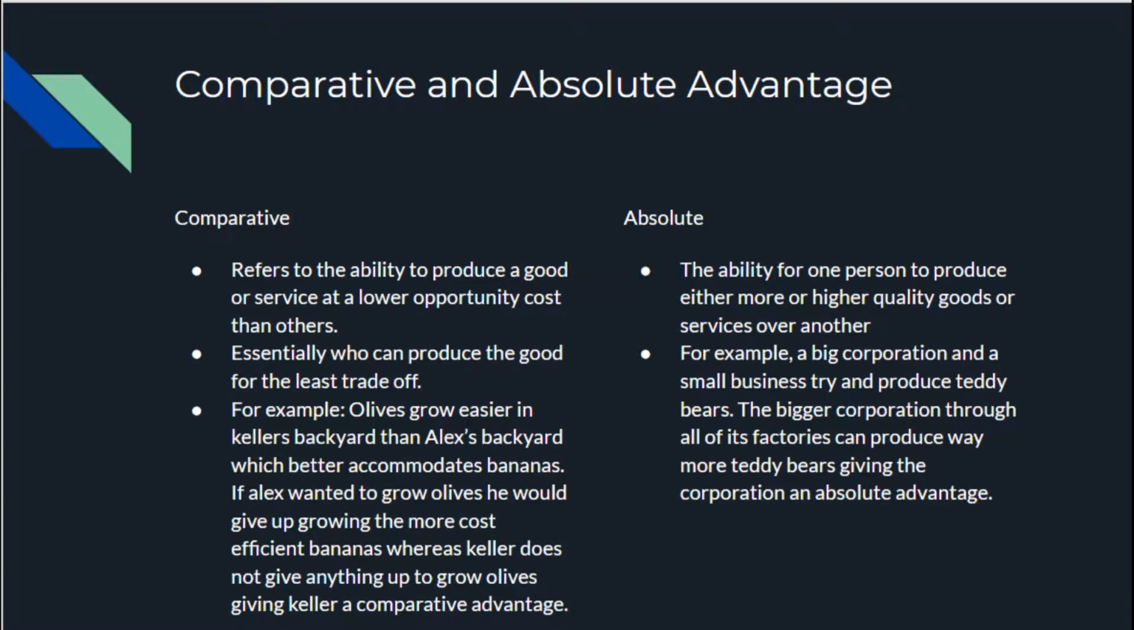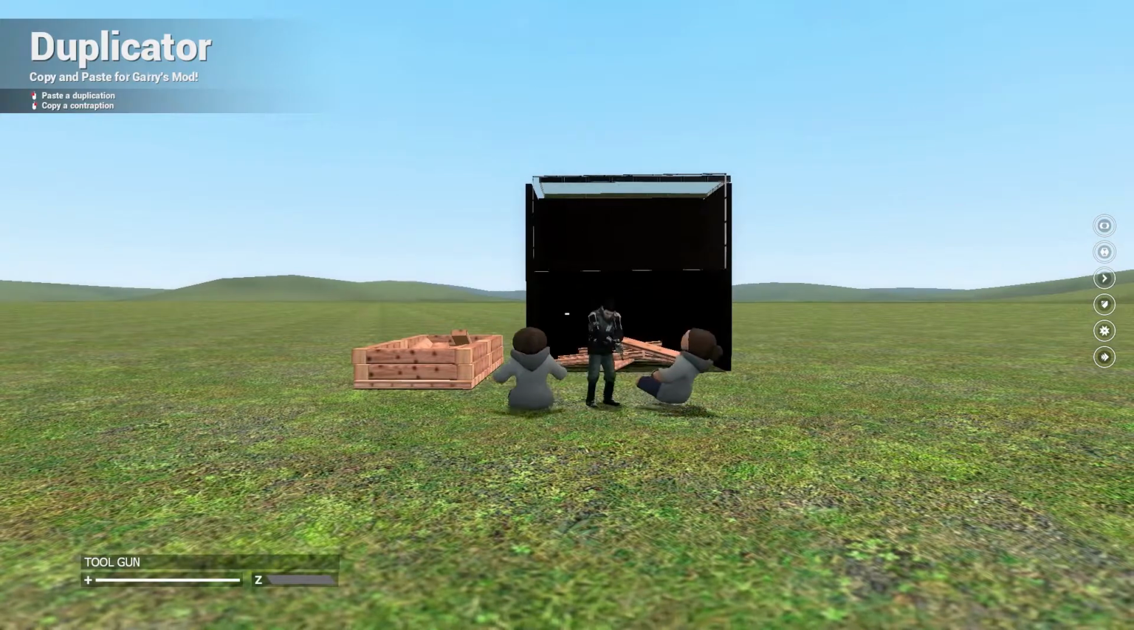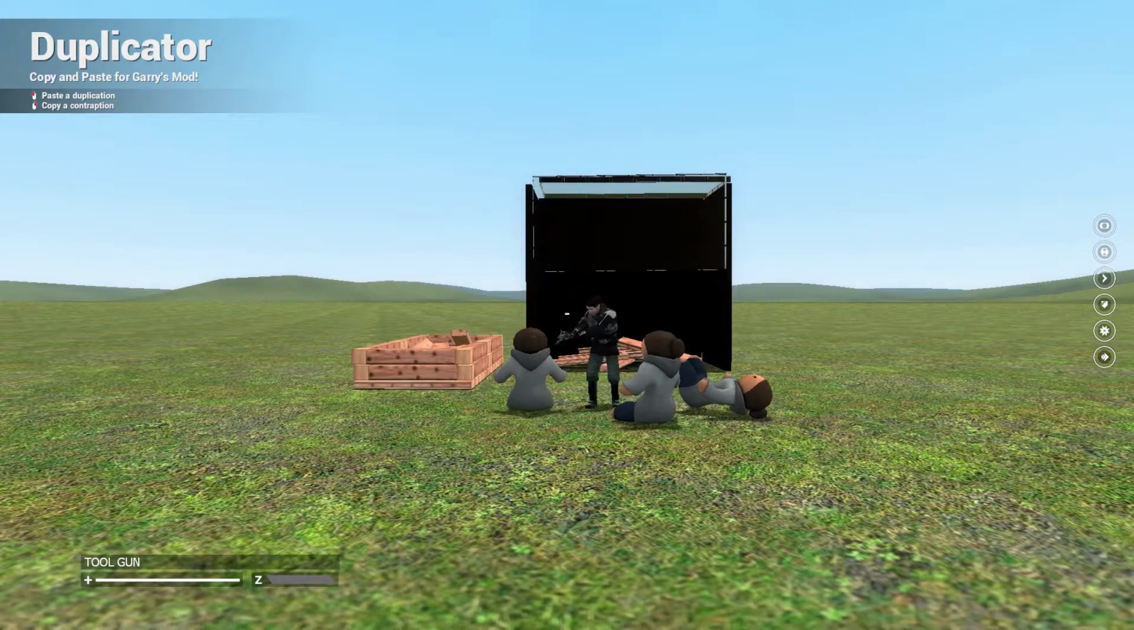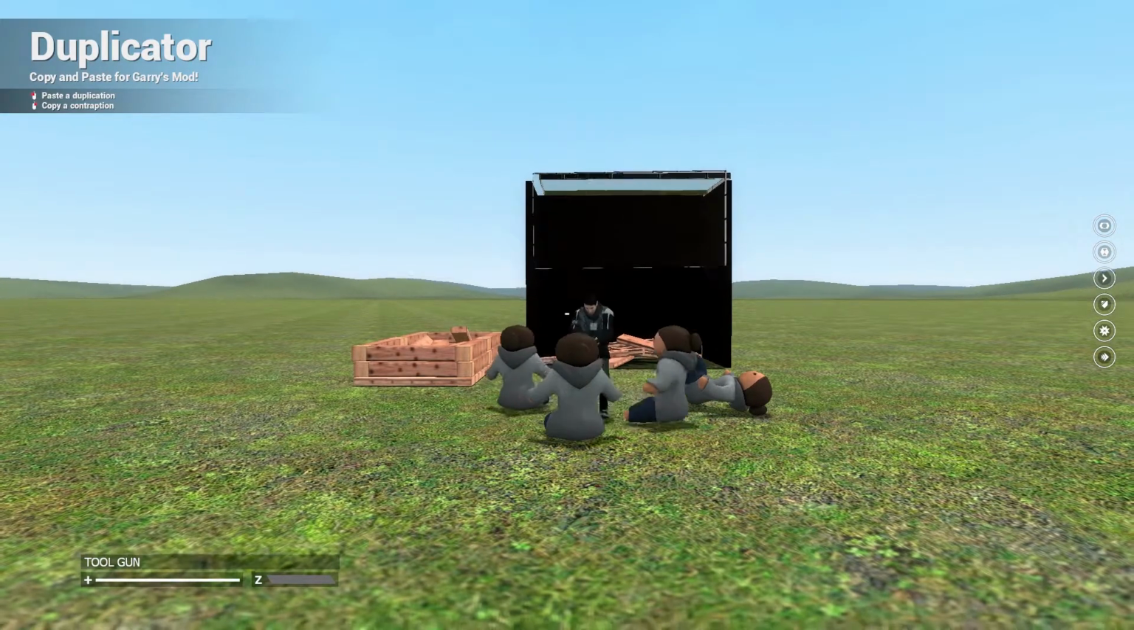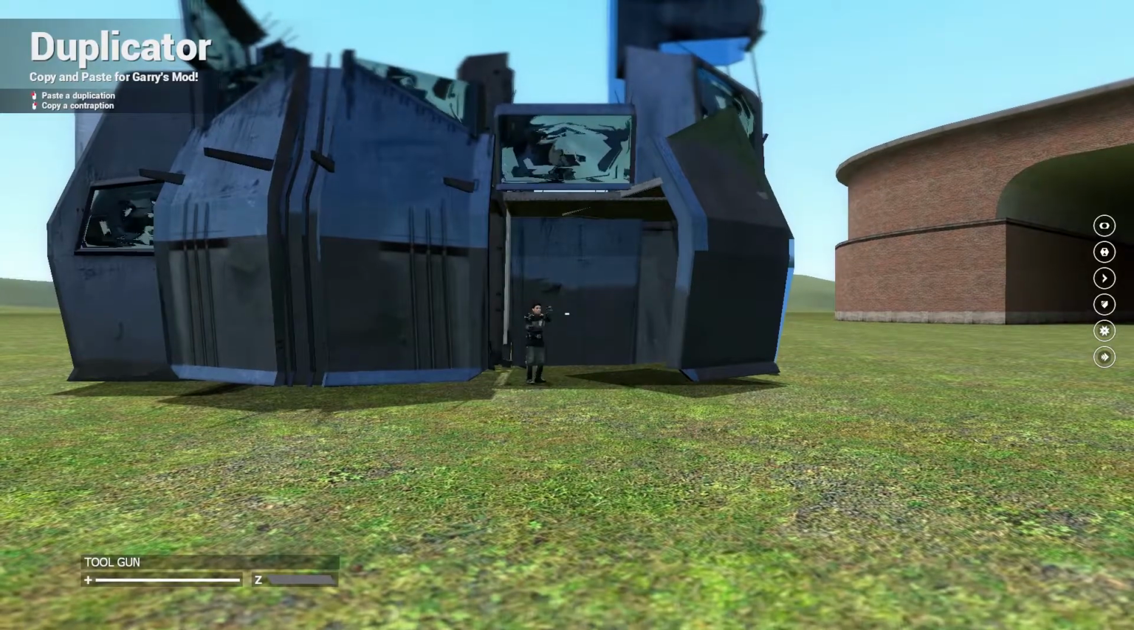Absolute advantage is the ability for one person or group to produce either more or a higher quality good or service over another person. For example, let's take a big corporation and a small business trying to produce teddy bears. The bigger corporation, through the use of all of its factories and sweatshops, can produce way more teddy bears, giving the corporation an absolute advantage.